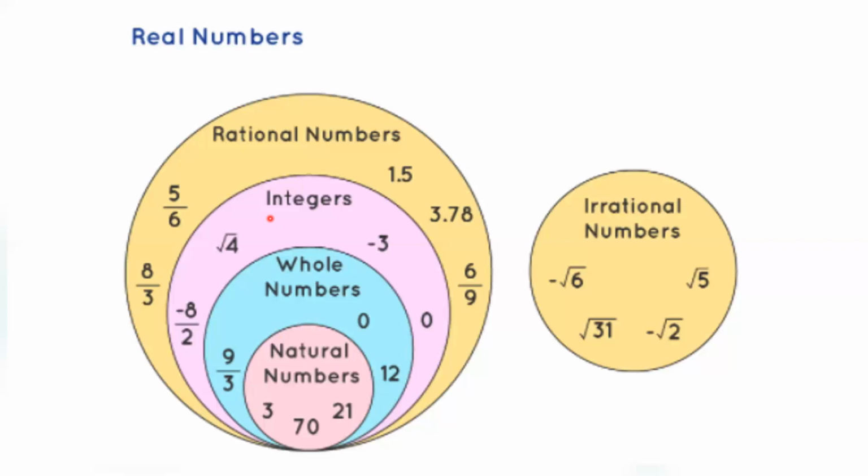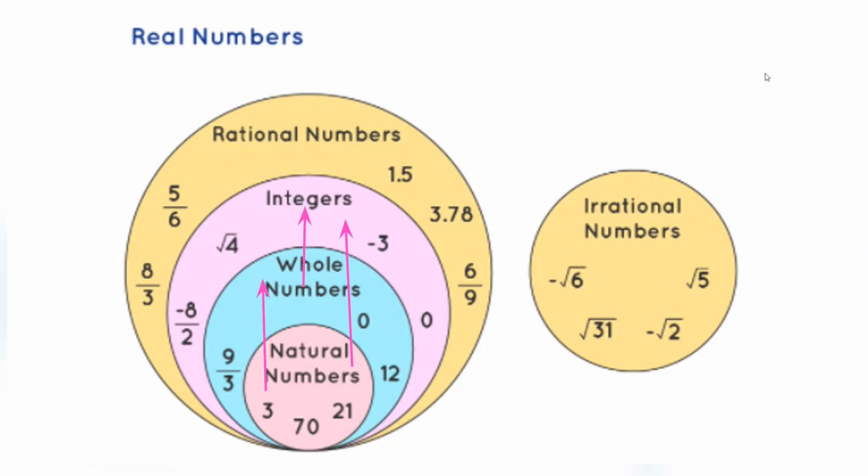And the rational numbers here could be decimals, fractions, positive, negative, or 0. This is irrational. Now, from the graph here, or from the Venn diagram, we can say that all the natural numbers are whole numbers. So let's draw now an arrow here. All the natural numbers are whole numbers, and all the natural numbers are integers, and all the whole numbers are integers.